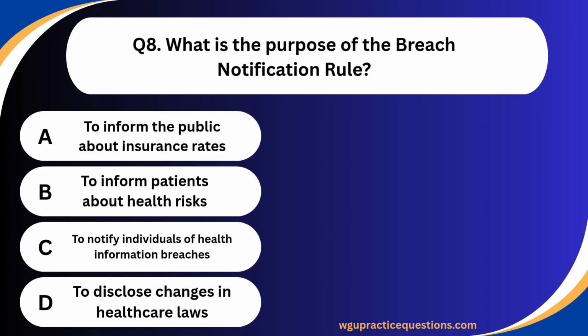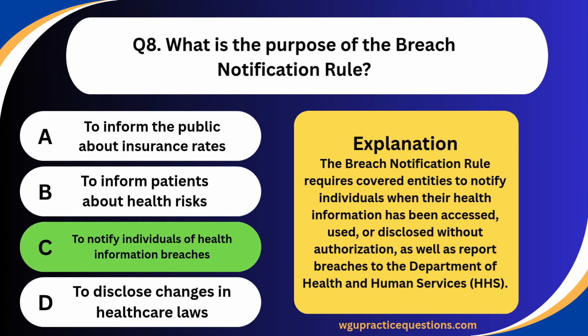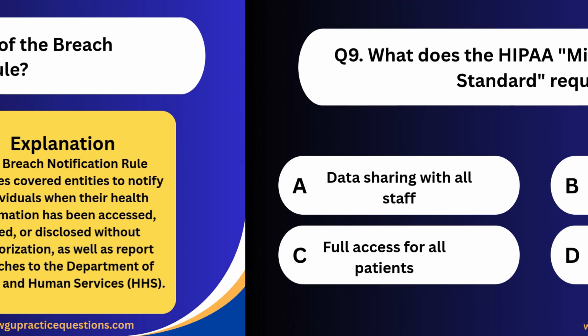The correct answer is C. To notify individuals of health information breaches. Explanation. The breach notification rule requires covered entities to notify individuals when their health information has been accessed, used, or disclosed without authorization, as well as report breaches to the Department of Health and Human Services, HHS.